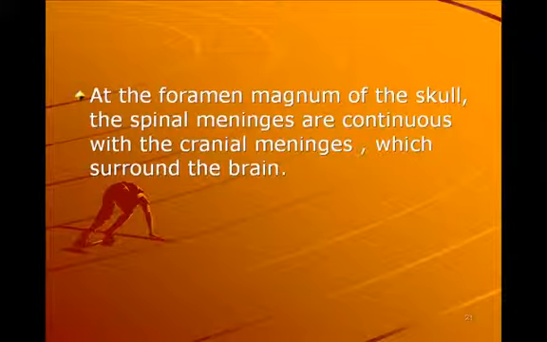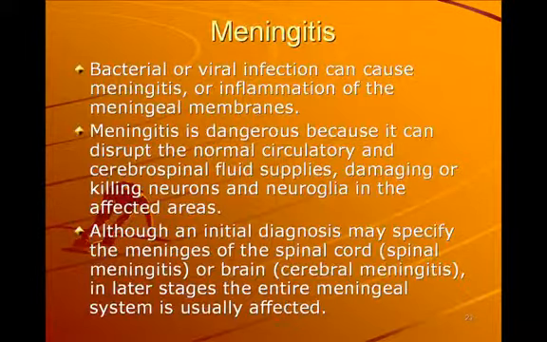At the foramen magnum of the skull, the spinal meninges are continuous with the cranial meninges which surround the brain. The layering remains the same. There is a condition referred to as meningitis. This is a bacterial or viral infection that can cause inflammation in the meningeal membranes. Meningitis is very dangerous because it can disrupt the normal circulatory pattern of cerebrospinal fluid and blood flow. It damages and even kills neurons and the neuroglia in the affected area.